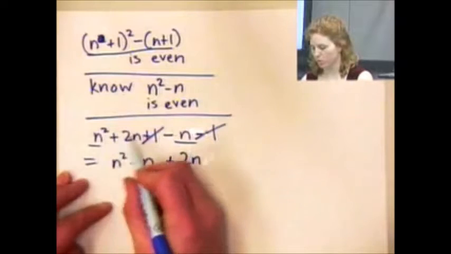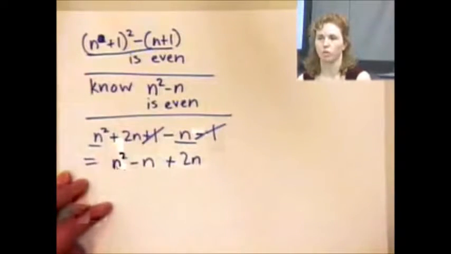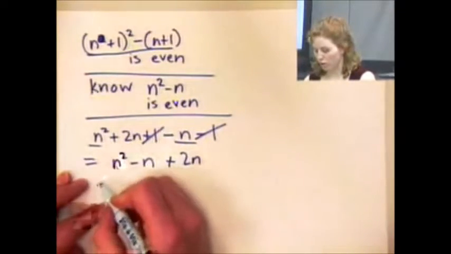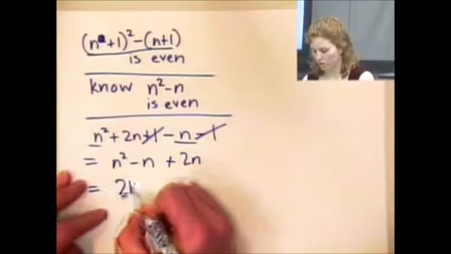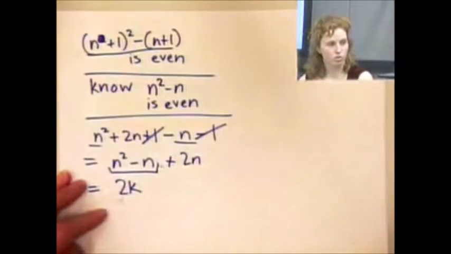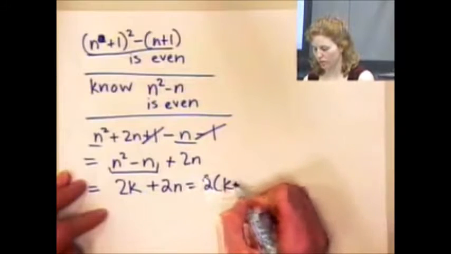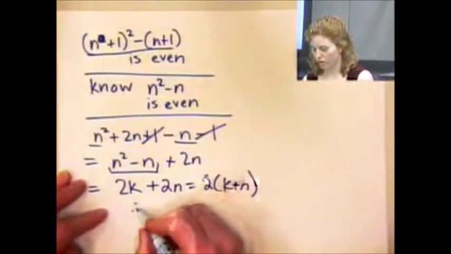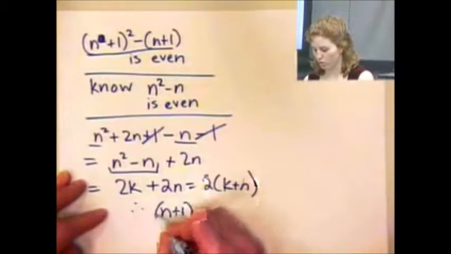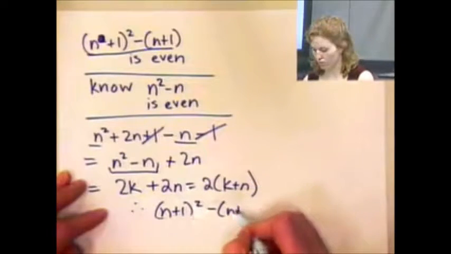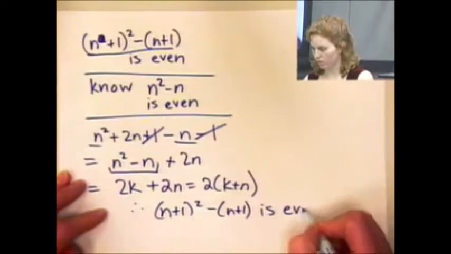So I have 3 terms, 1, 2, 3, and I've moved them around. So this is equal to 2k. Let's say that n squared minus n, since it was even, is equal to 2 times a number k, plus 2n, and that's equal to 2 times k plus n. So therefore, n plus 1 squared minus n plus 1 is even.